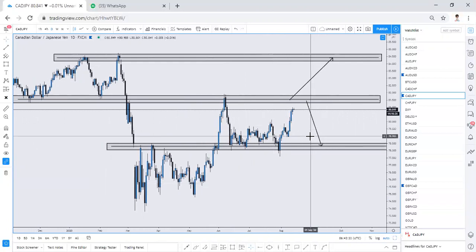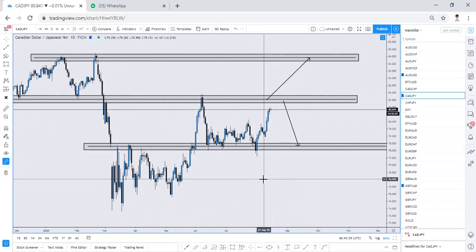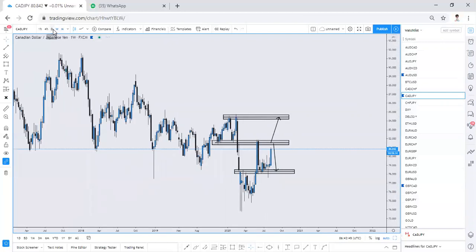But I expect CAD JPY to sell though. Why? Where did you start this analysis from, monthly, right? Why did I not start my analysis from monthly? Like this particular one, this CAD JPY, how do you start? We start from monthly or weekly? I don't start on the daily time frame.